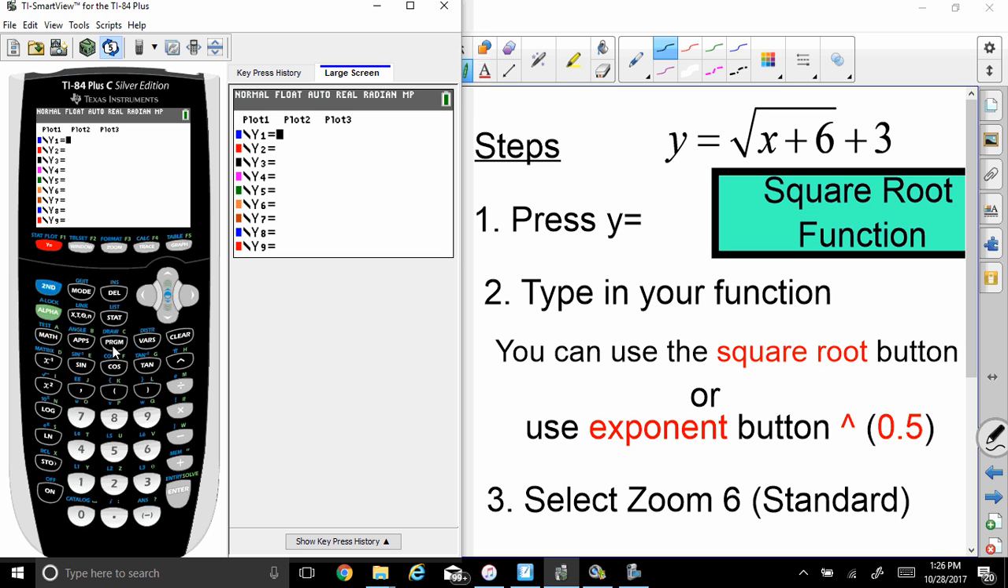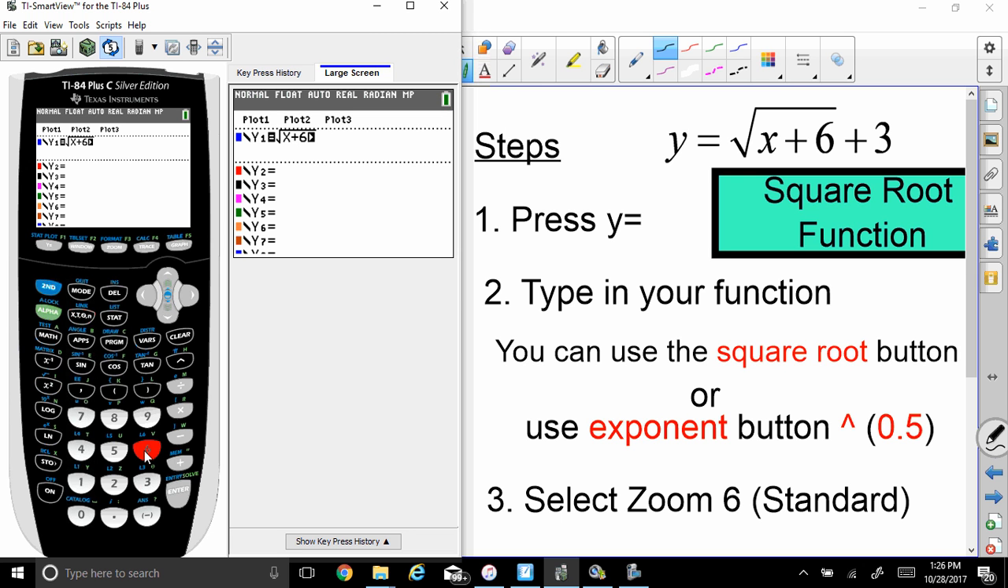So let's first try typing in the square root button. We got y equals, second square root button is over there by the x. And now type in our function. So x plus 6. Notice it's under the square root sign. Now we got to come over once, out of that square root sign, to add 3. And then press enter. There is our function.